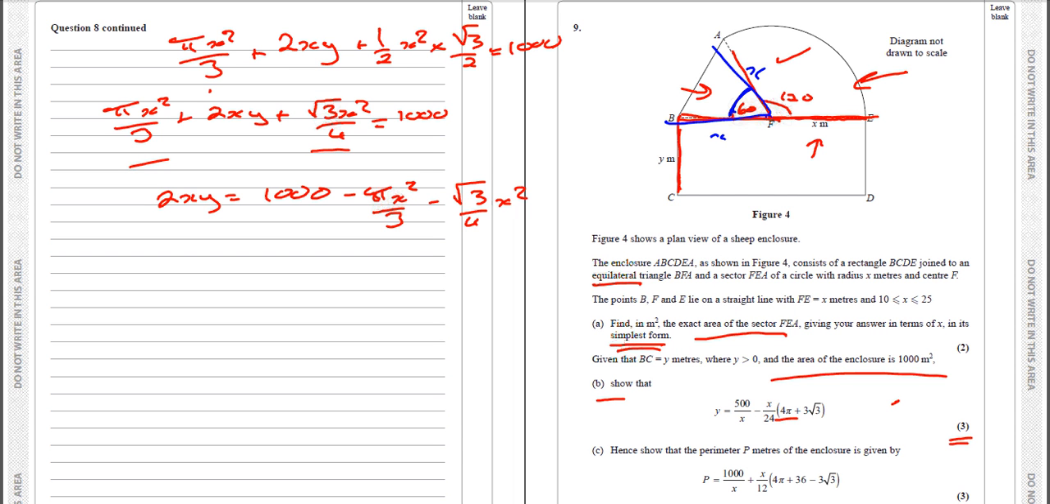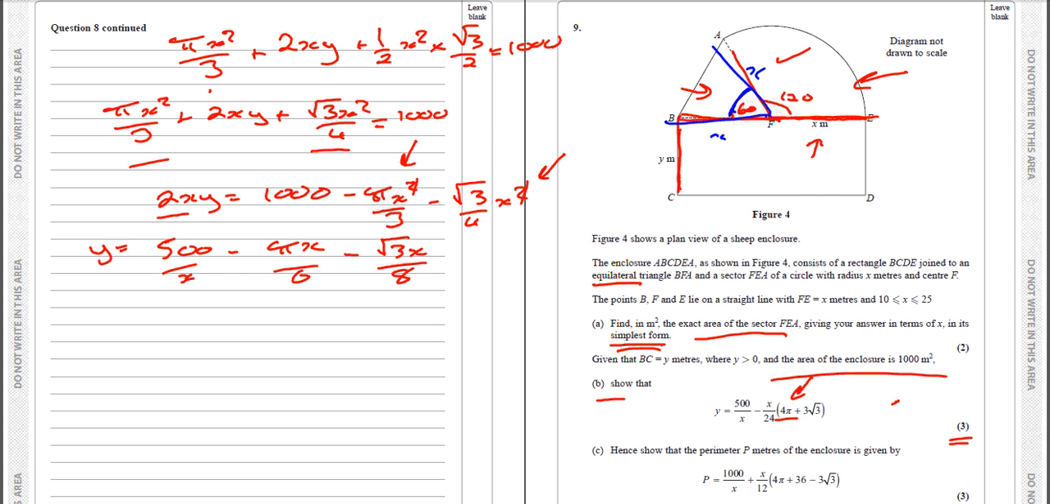And what we can now do is we divide through by 2x. So if we do that, we're going to get y equals 1000 divided by 2x is going to be 500 over x. This thing divided by 2x is going to be minus pi x over 6. By this thing by 2x, and that's going to be root 3x with the 8 on the bottom. Because remember, if we divide by x, it's going to take out one of these x squareds. And so now we've got to be careful, because if we have a look here, we've got a plus sign. And here we've still got a minus.